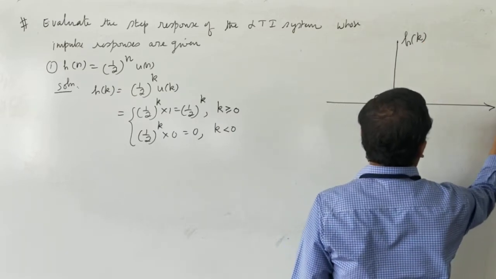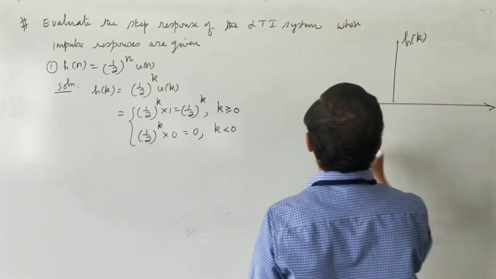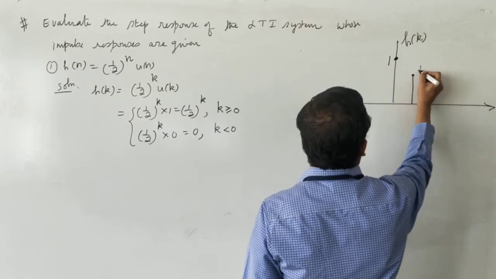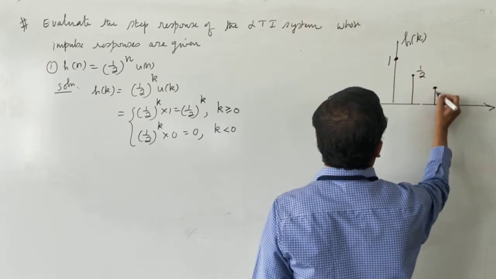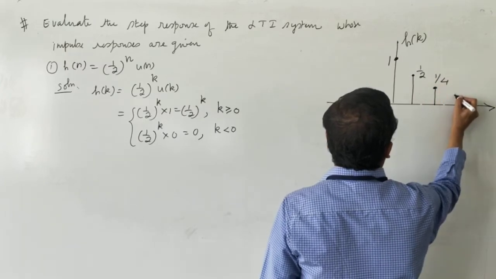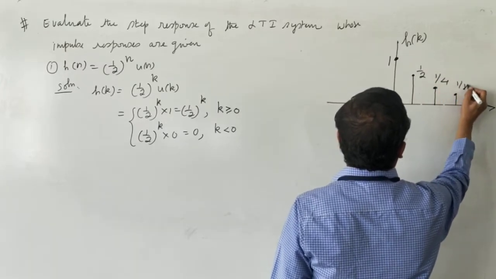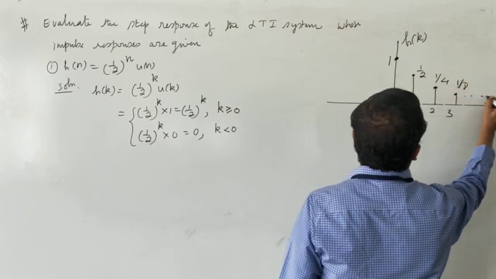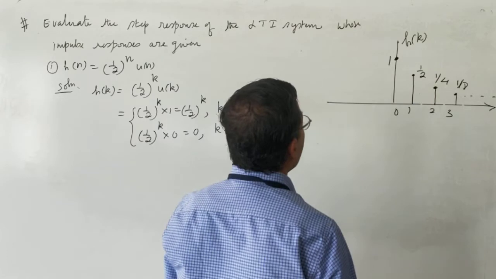X-axis is k. When k is 0, what is the value? 1. When k is 1, what is the value? Half. When k is 2, what is the value? 1 by 4. When k is 3, what is the value? 1 by 8. 0, 1, 2, 3. It decays exponentially towards k equal to infinity.